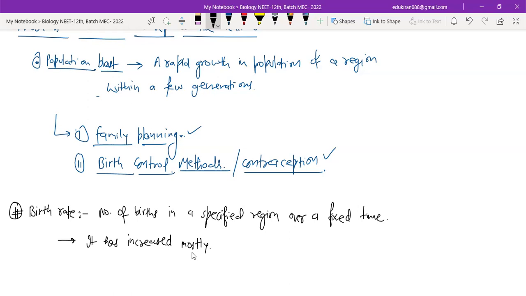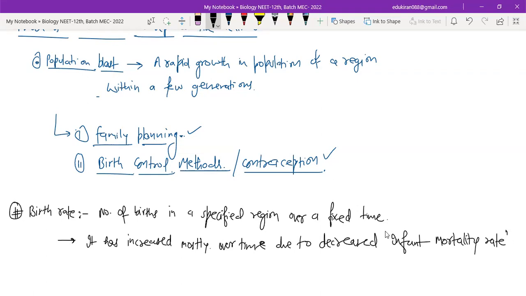But birth rate in general in other areas of the world has increased mostly over time due to decreased infant mortality rate. Infant mortality rate has decreased. That's why the birth rate has increased. Clear?